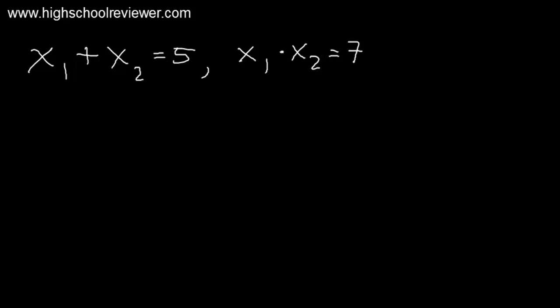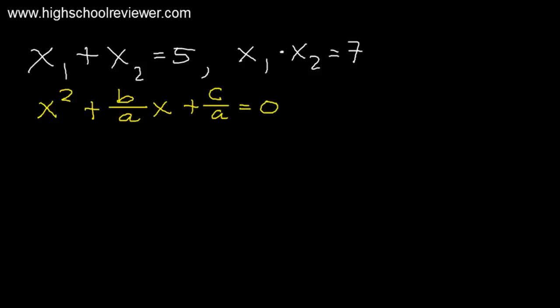Okay, so to find the quadratic equation, first let us write here the other form of writing a quadratic equation. This is x squared plus b over a multiplied by x plus c over a equals 0.